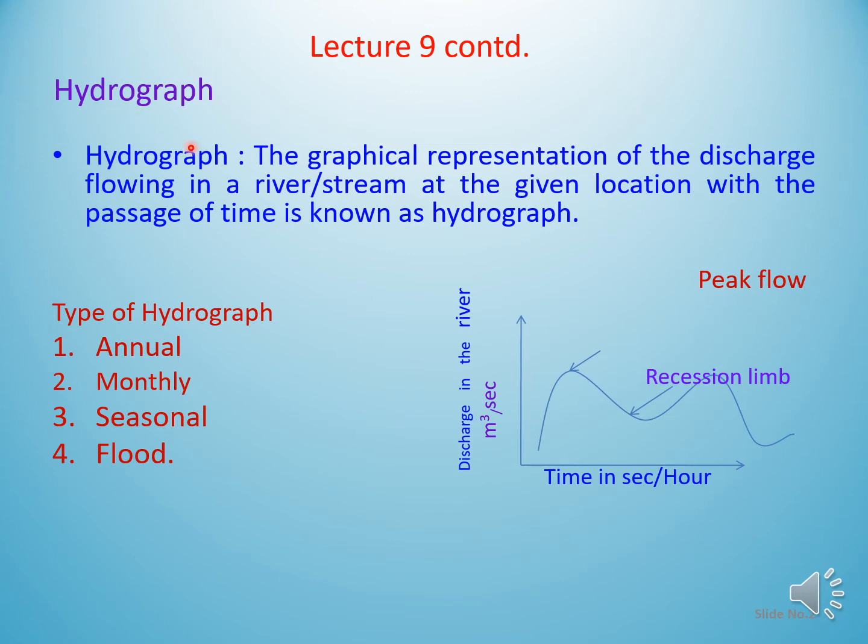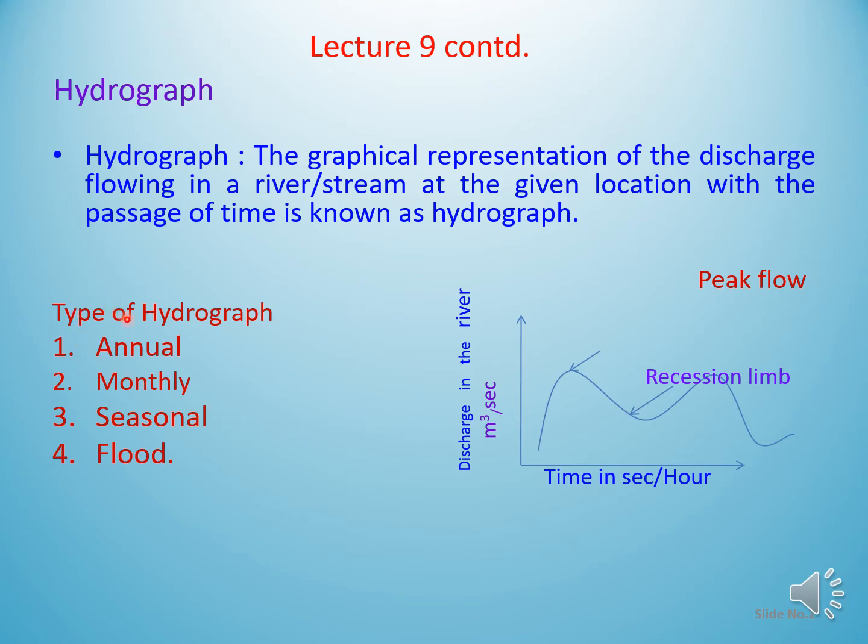Hydrograph. It is the graphical representation of discharge with time, having discharge in the y direction and time in the x direction. So we can say the graphical representation of the discharge flowing in a river or stream at a given location with the passage of time is known as hydrograph. Here in this figure, this is a hydrograph having discharge in the y direction and time in the x direction. This highest point is called the peak point, and this decreasing curve is called the recession limb.